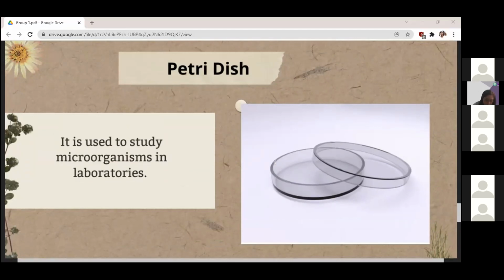Petri dish is used to study microorganisms in laboratories.